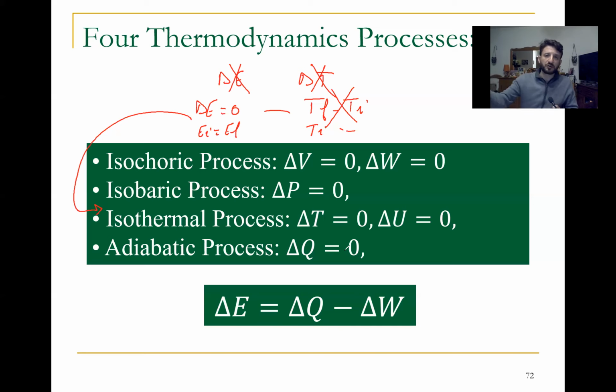If we increase the volume, if we decrease the volume. For example, at P constant, we can increase the volume or decrease the volume. If we have V constant, we can also increase P or decrease P. At T constant, anytime we can manipulate the system, depending on the situation.